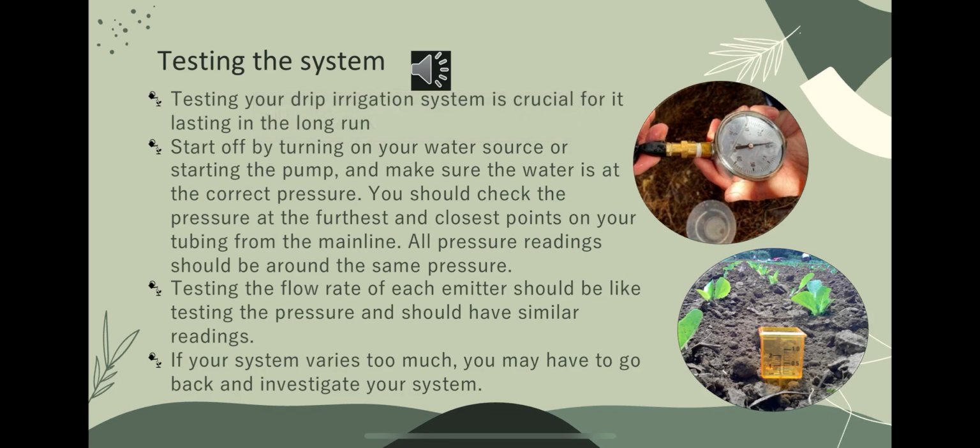testing your drip irrigation system is crucial for it to last in the long run. Start off by turning on your water source or starting the pump and make sure the water is at the correct pressure. You should check the pressure at the furthest and closest points on your tubing from the main line. All pressure readings should be around the same pressure.